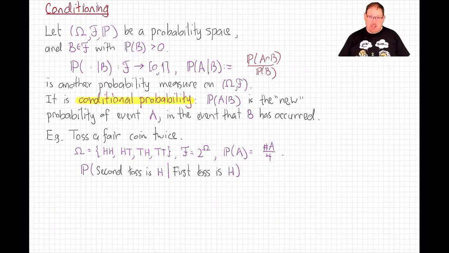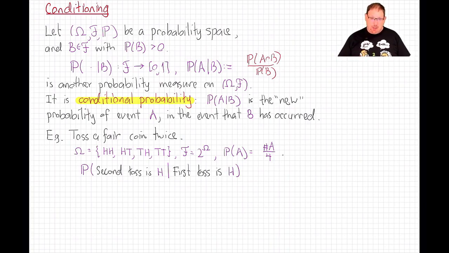Now let's look at a particular conditional probability. What is the probability that the second toss is heads, given that the first toss was heads? Does the first toss being heads give us any information about how likely it is for the second one to be heads? If you've ever gambled in a casino, you will have a gut feeling that the answer to this is yes, absolutely. But you might not agree which way it goes.